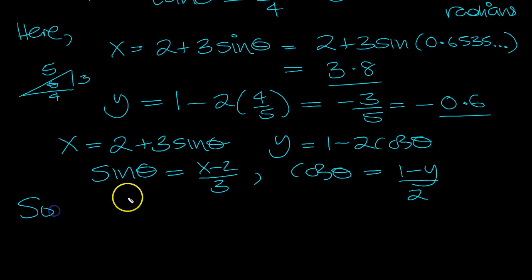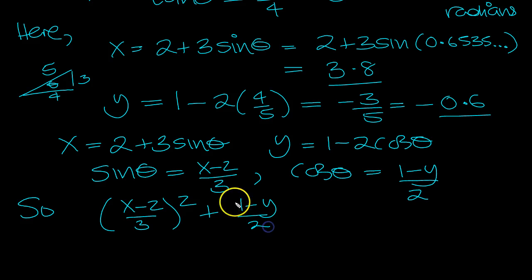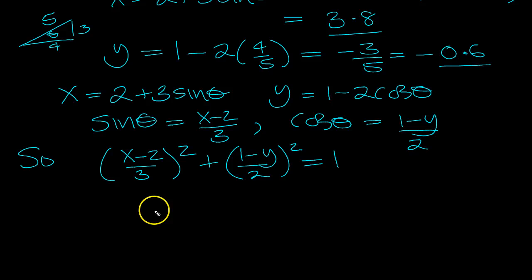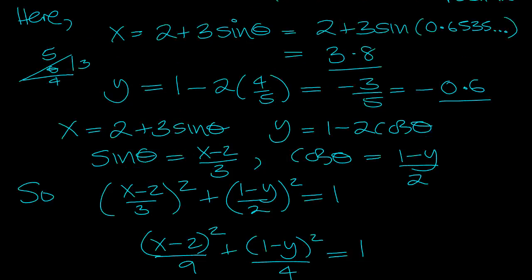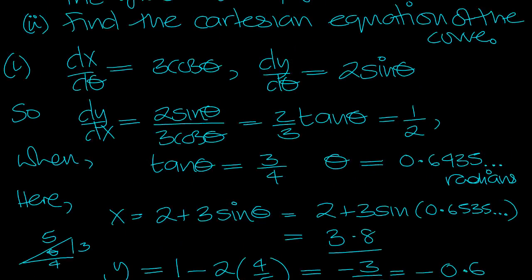So sine squared plus cos squared equals 1. So this is x minus 2 squared over 9 plus 1 minus y squared over 4 is equal to 1. And that's the Cartesian equation of the curve, which is what we needed to find.